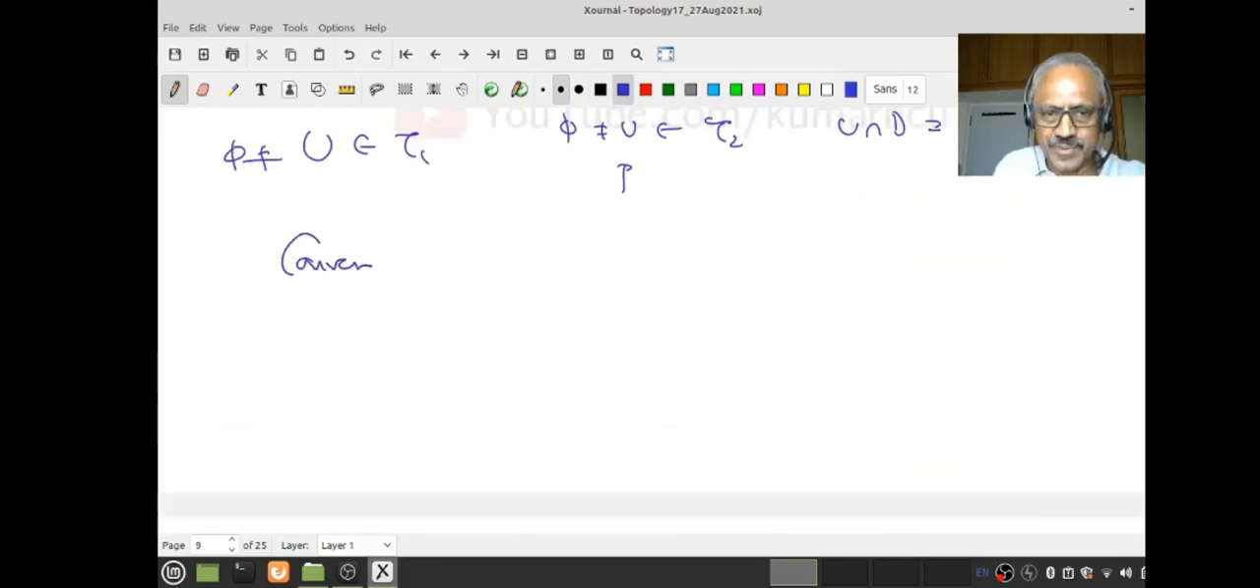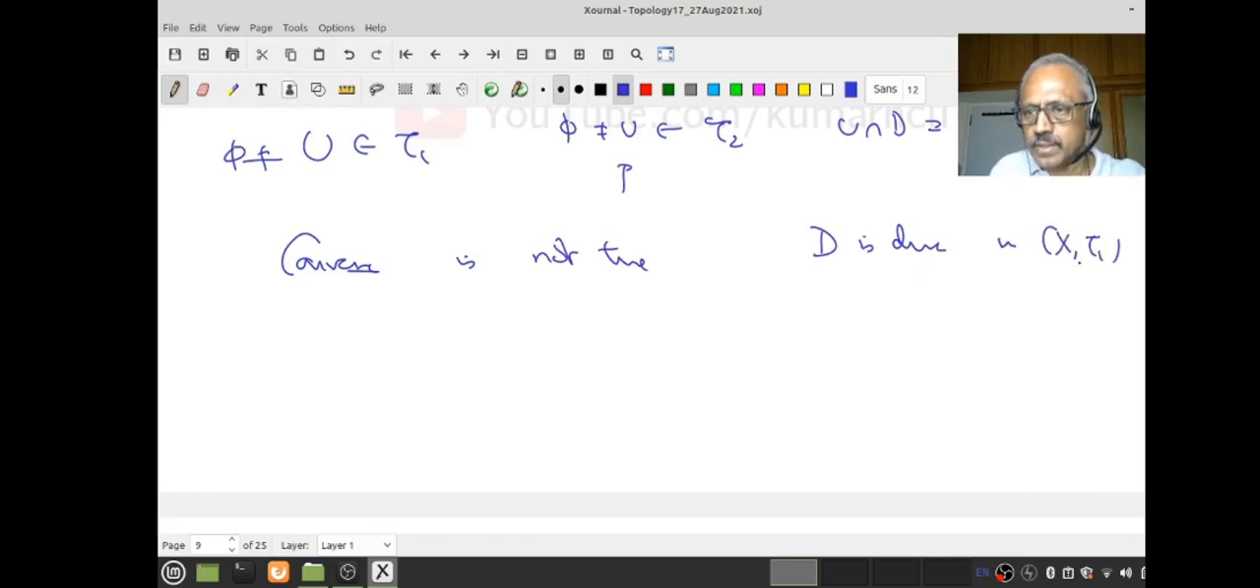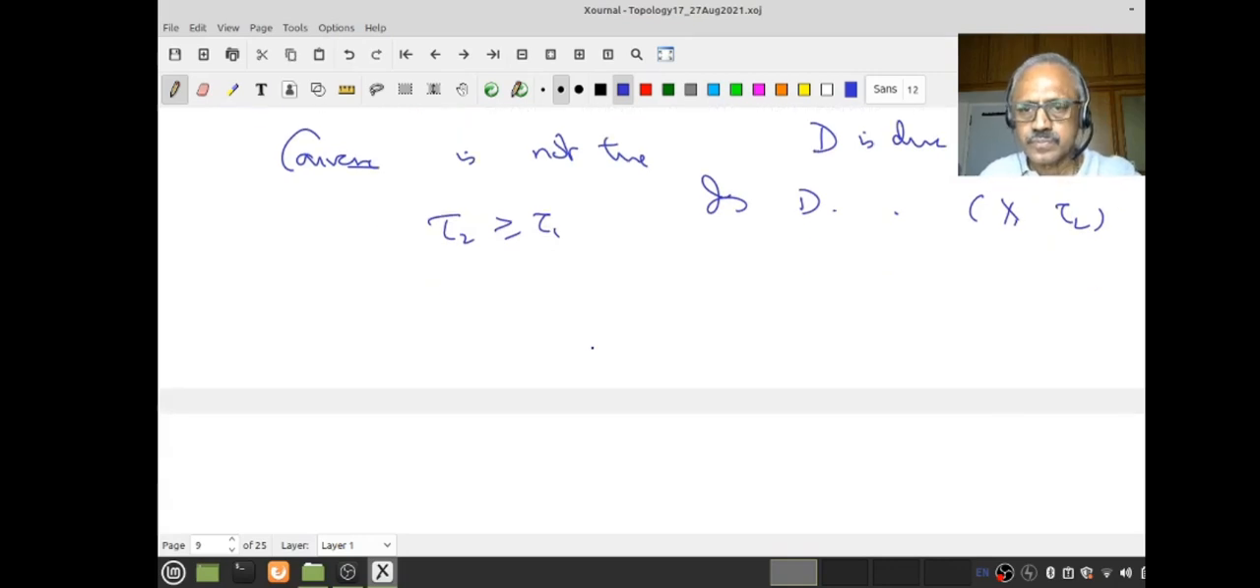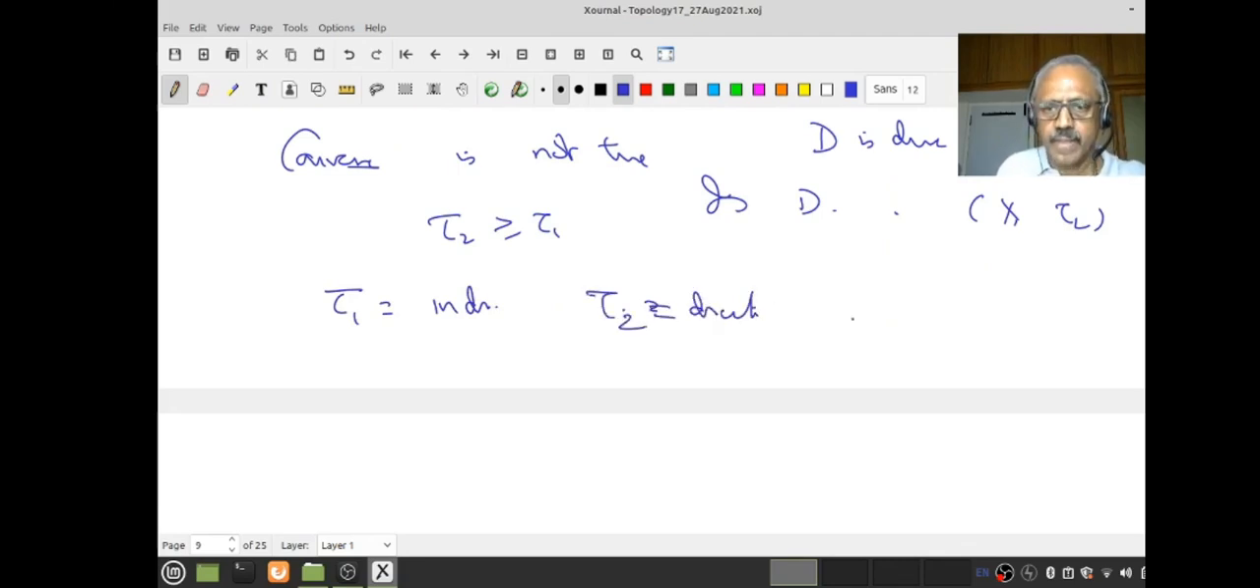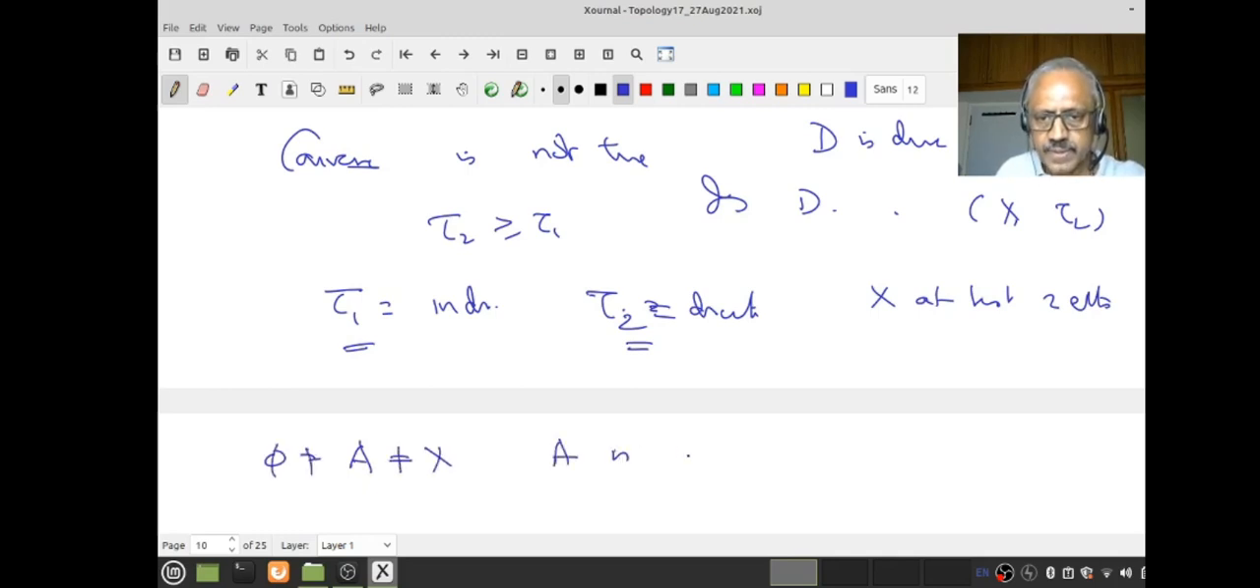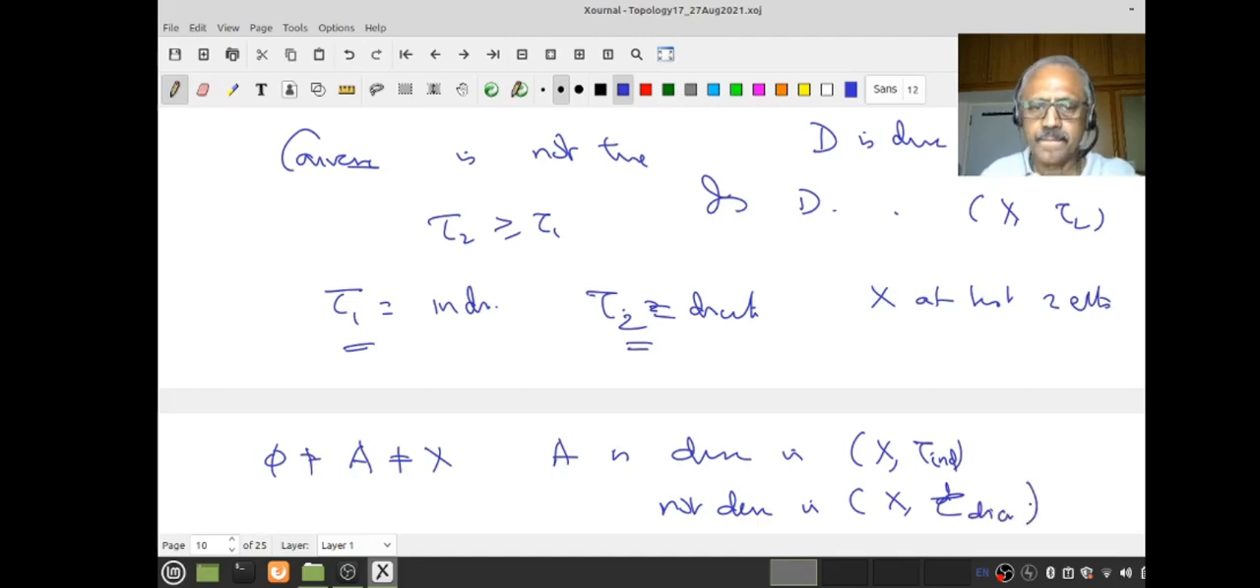Just now we saw an example. How many of you can do it? That is, if D is dense in X with tau 1, is D dense in X with tau 2, where tau 2 is finer than tau 1? That's not true, because I can take tau 1 to be the indiscrete topology and tau 2 to be the discrete topology, and X has at least 2 elements. Then any proper non-empty subset will be dense in tau 1, we saw, but that need not be in tau 2. Do you follow that? So if A is non-empty and not equal to X, then A is dense in X with tau 1, but not dense in X with the discrete topology.